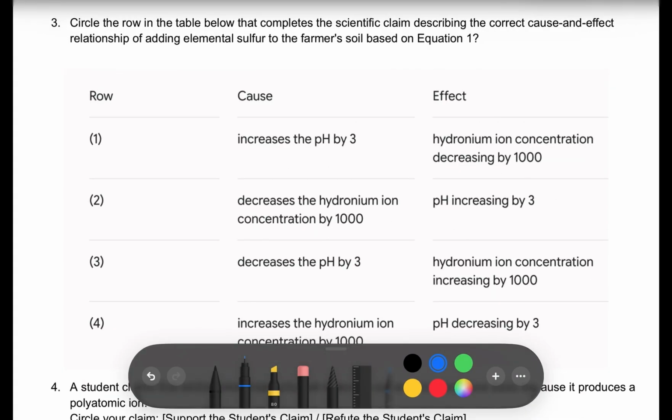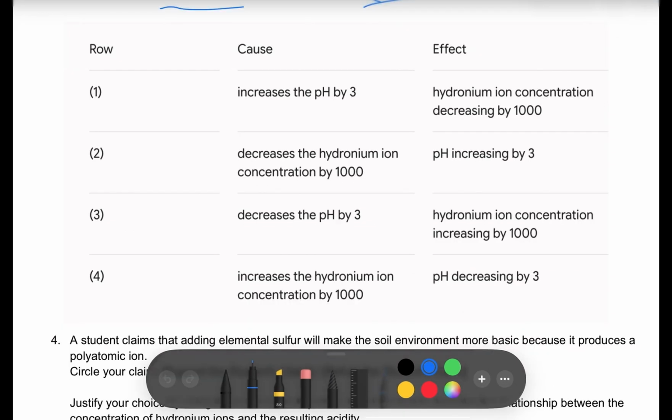Next question. Circle the row in the table below that completes the scientific claim describing the correct cause and effect relationship of adding elemental sulfur to the farmer's soil based on equation 1. So if we look at the column, we see that we have 4 different causes. We have a cause that either increases or decreases the pH, or one that decreases or increases the concentration of hydronium ions. Well, if we remember, the concentration of hydronium ions is what impacts the pH.